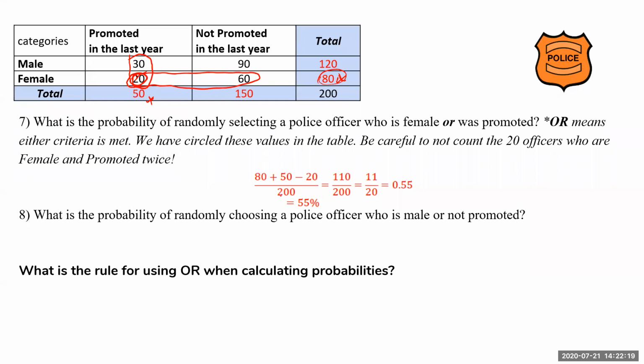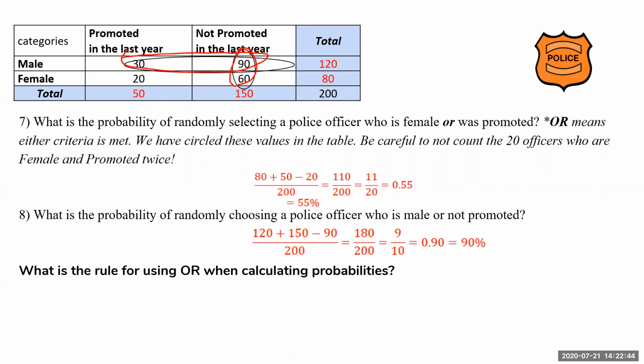We will do a number of examples. Now, what's the probability of randomly choosing an officer who is male or not promoted? So we're talking about male or not promoted. So you circle male, right? And not promoted. Okay. So what do you do? You put these totals together and subtract the intersection and divide by the whole. Is that okay? Let me rub what I did and you subtract that. So that's how you deal with the "or" case.